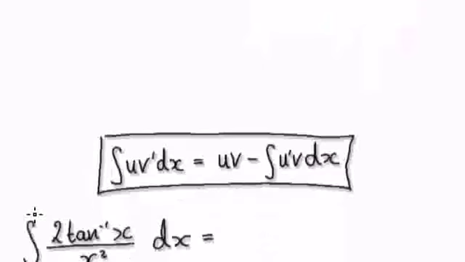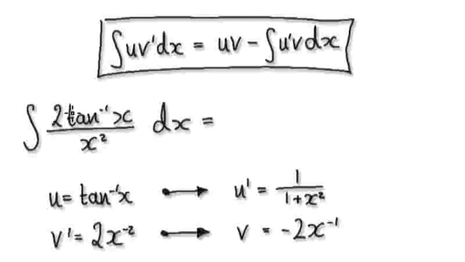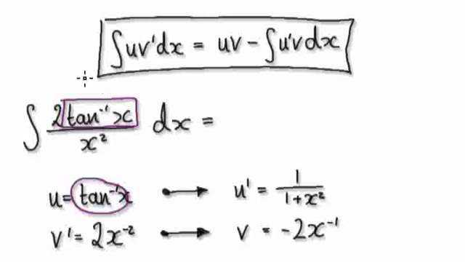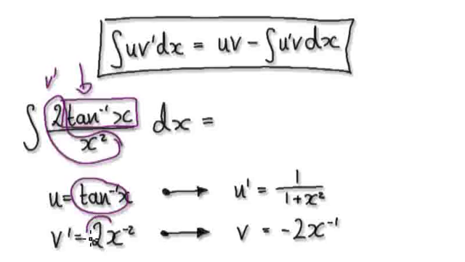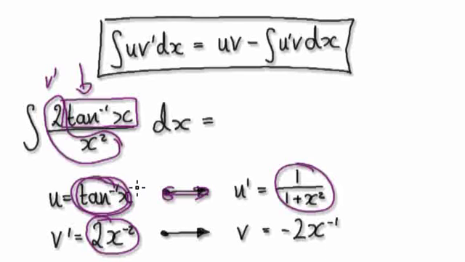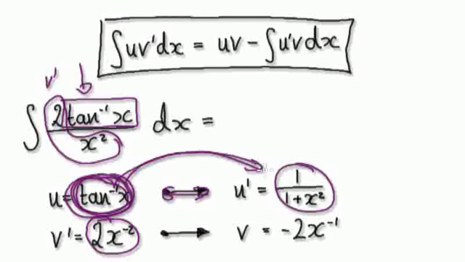Okay, so to do this, make this to be our u, and then make this to be our v prime. So this is our v prime here. Okay. Well, if u is inverse tan, then differentiate inverse tan, and it will give you this. And remember, we've done this many times, and I've asked you to be able to do this by heart.